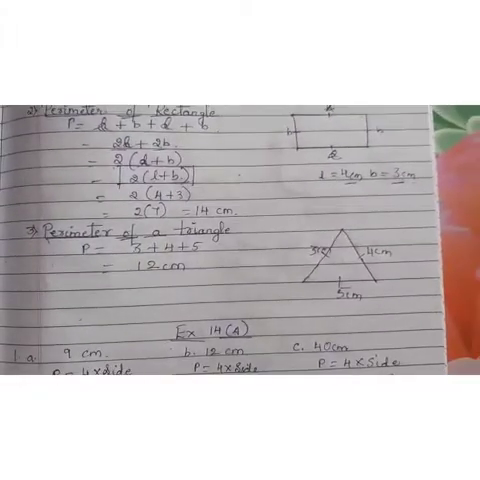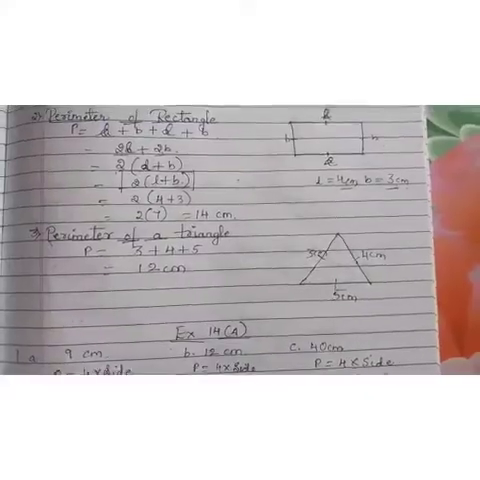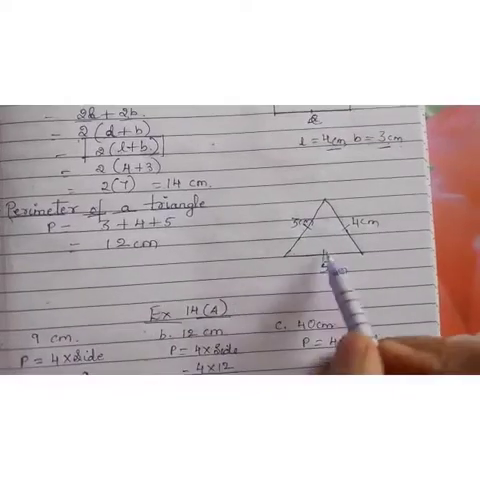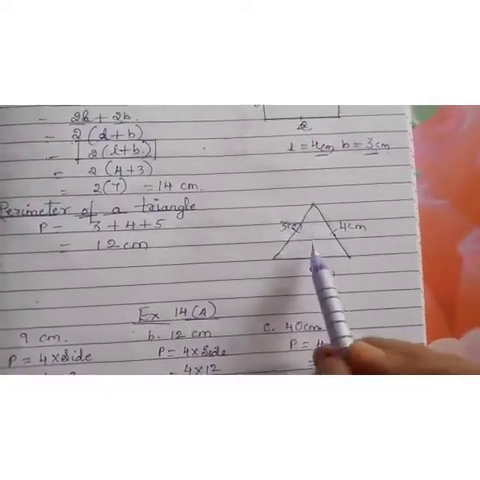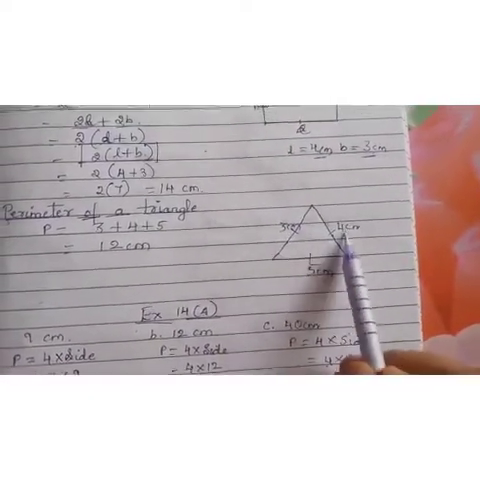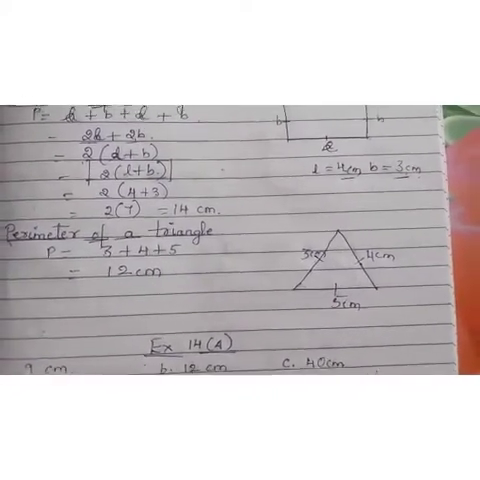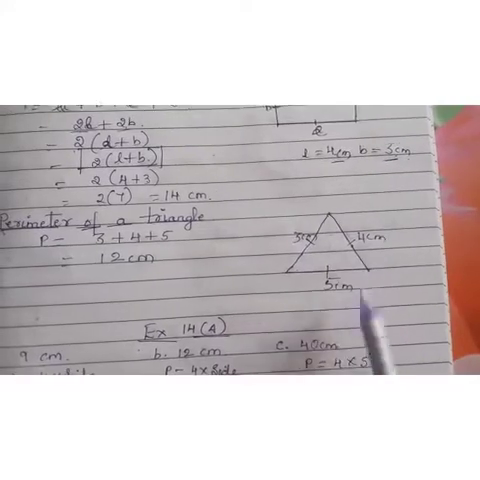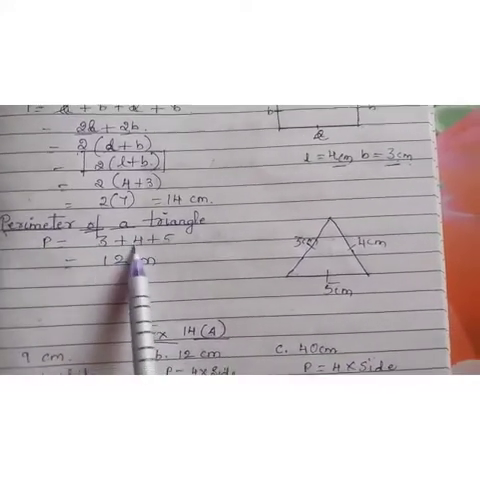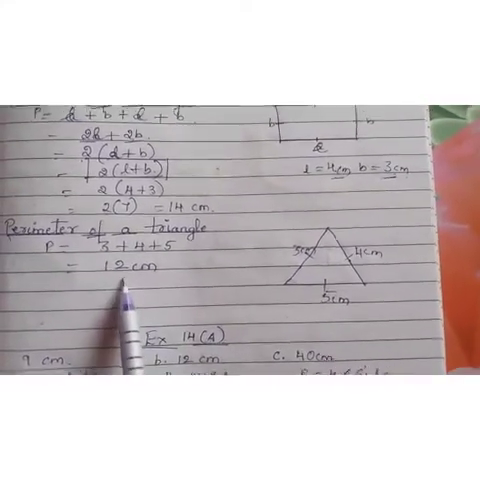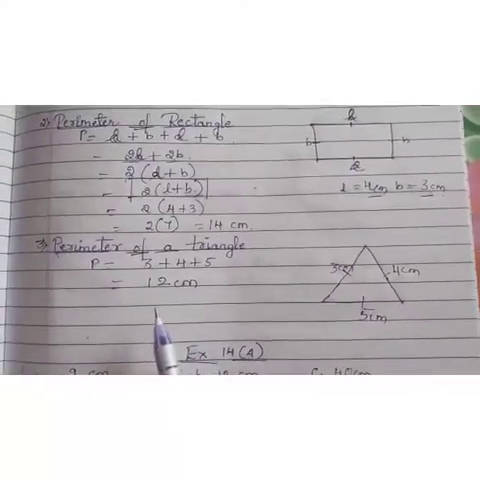Similarly, we have perimeter of a triangle. So for perimeter of a triangle, if we consider a triangle and the sides are 3 centimeters, 4 centimeters and 5 centimeters, all that you have to do is just add the sides of the triangle. 3 plus 4 plus 5, you get the answer 12 centimeters.